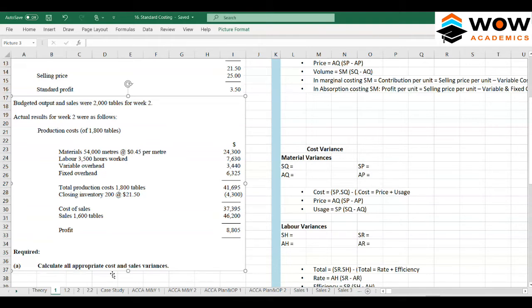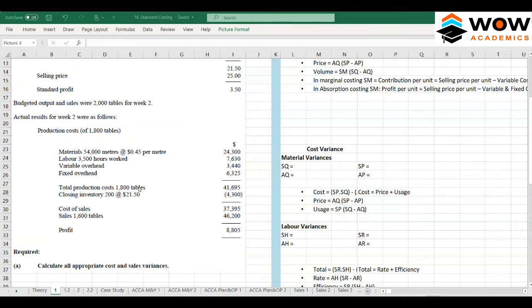actual data. So we also have the actual data here. It tells you about production cost. There are 1800 tables, so this is what they have actually produced. Materials is 54,000 meters at 0.45. Labor is 3,500 hours worked, and the variable overhead they have given as a whole number, and the fixed overhead also, and total production cost for 1800 tables is this number. So this is what they have totally produced.